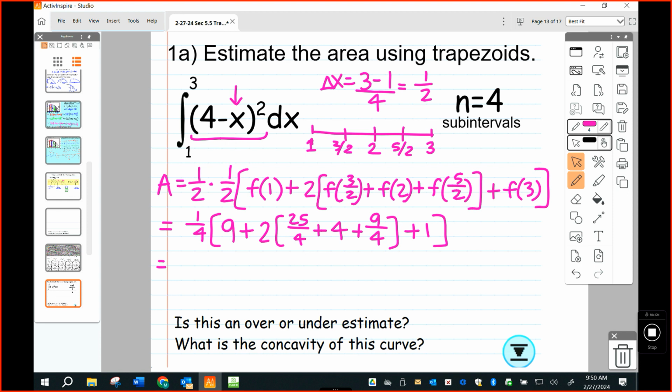Now you notice the ones that are fractions already have a common denominator, so that's kind of nice. How do you guys want to work this? Do you want to add these together? Do you want to distribute the two? Let's add.